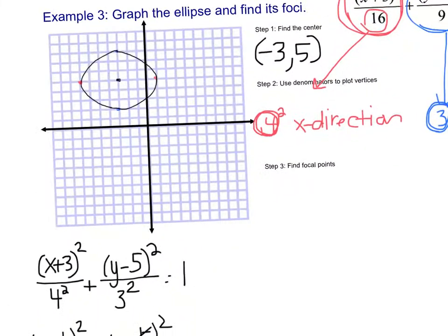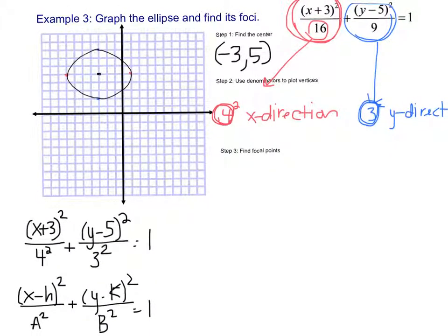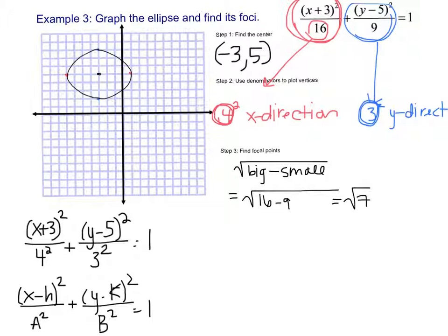Now we need to be able to use the equation to find them, which, if you remember from the previous slide, is always the square root of the big denominator minus the small. So in this case, that would be the square root of 16 minus 9, and that's the square root of 7. So the square root of 7 is what we're going to move in either direction.